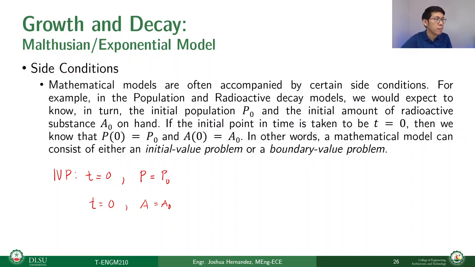In other words, the mathematical model can consist of either an initial value problem or a boundary value problem. Okay. So take note of this. Initially, yun nga, we must set a reference where we should start. And that is let T be equal to 0. And initially, if that is our time, the initial population is denoted as P naught or P sub 0. Okay.